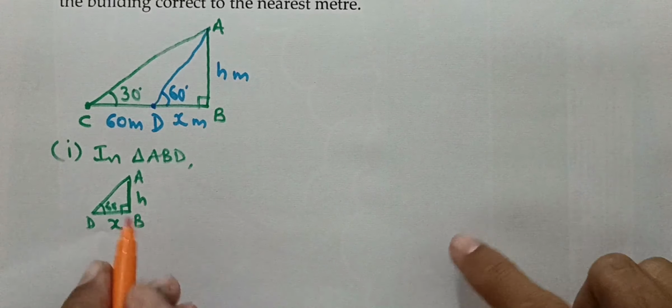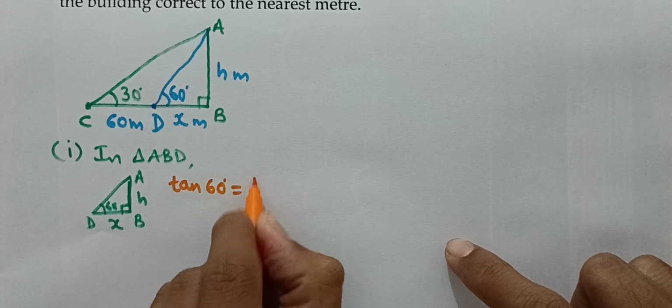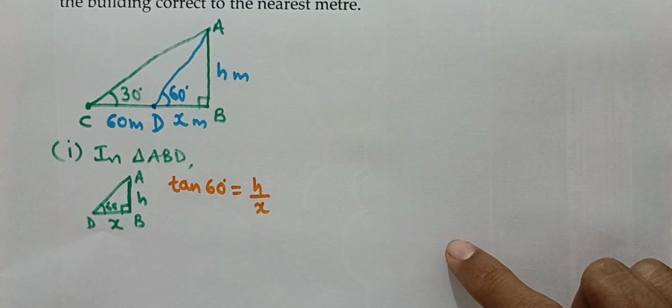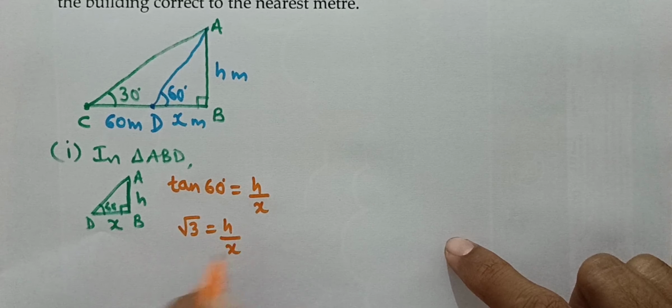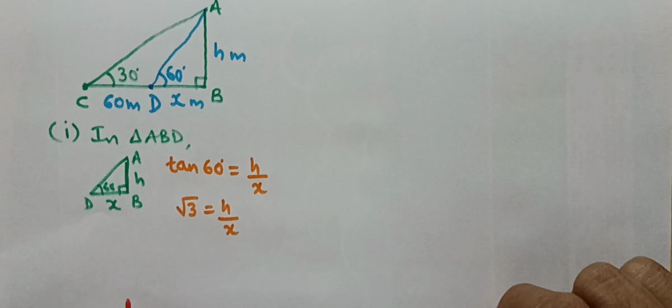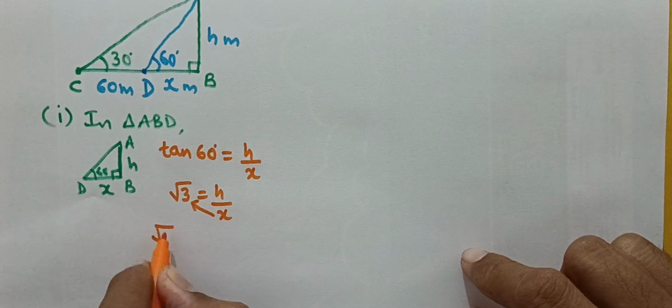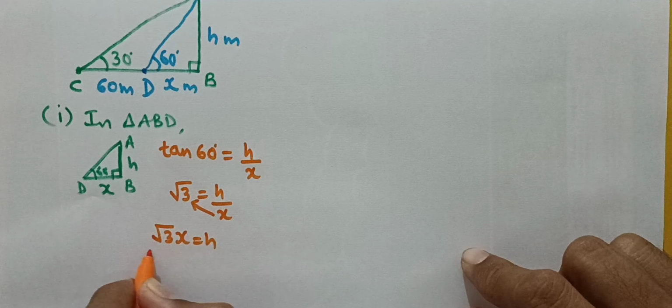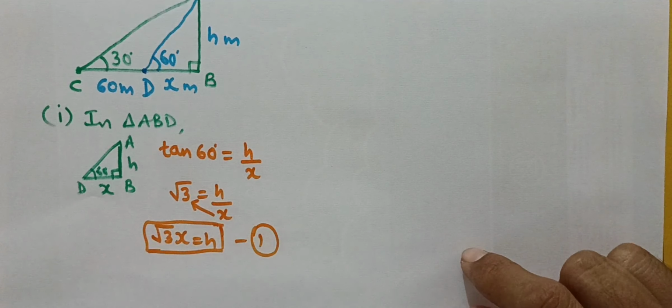So here in triangle ABD, tan 60 degrees equals opposite upon adjacent. It means we can write H upon X. The value of tan 60 is root 3. So root 3 equals H upon X. Do cross multiplication. It means if I shift X to the left hand side, it becomes root 3 X equals H. Write as it is. Consider it as the first relation.